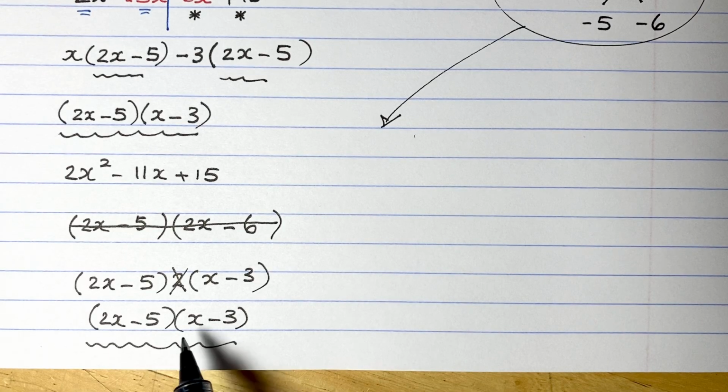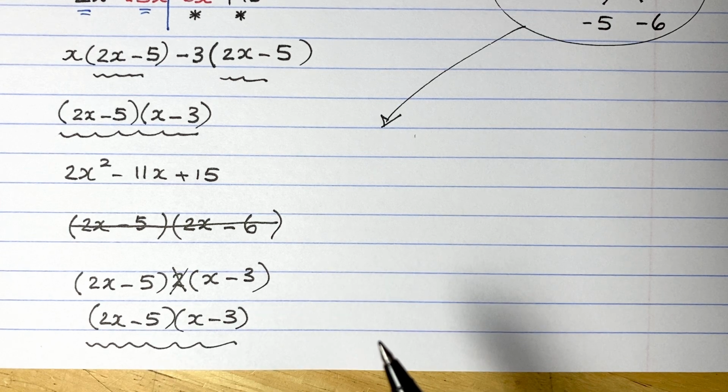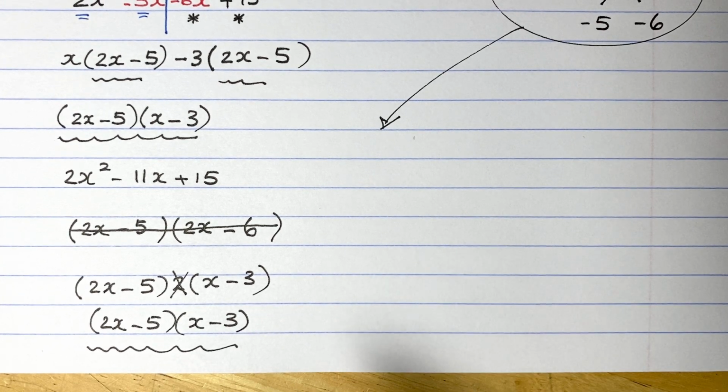Okay, it doesn't matter which bracket's written first. This could be here, that could be there. When you multiply two numbers together, the order of multiplication doesn't matter. I'm going to give you some more examples.